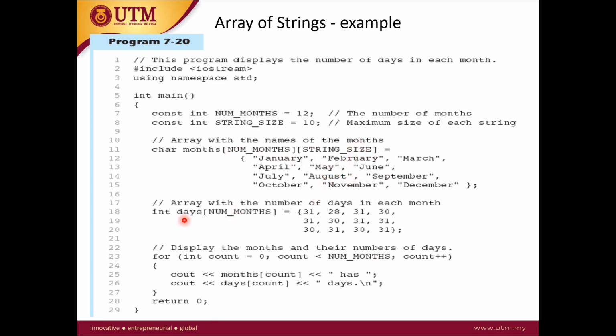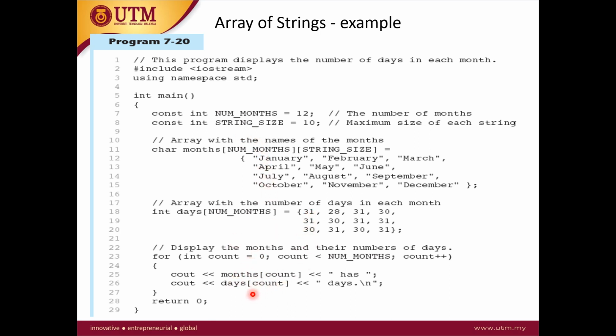Then we've got another array which is a one-dimensional array, int days, number of months. We've got 12 different values. You know that each element here is going to specify the number of days included in each month. Then we are printing months of count. For example, the count starting from 0, which is going to be this one, has days of count, which is going to be this one. Months of 0 is going to be January. Days of 0 is going to be 31.